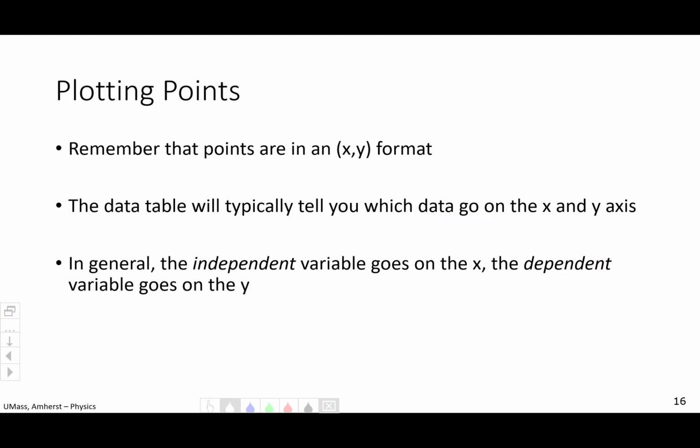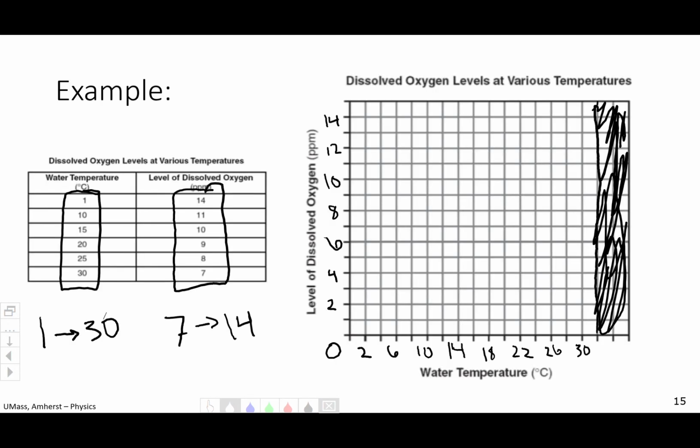Next, we're going to plot points. So remember that plotting points, those points are in an x, comma, y format. Generally, the data table will tell you which goes on the x and the y if you're not sure. Again, the independent variable goes on the x and the dependent variable goes on the y. So if we're looking at our graph here, we've got some points. So I'm going to go ahead and plot those.